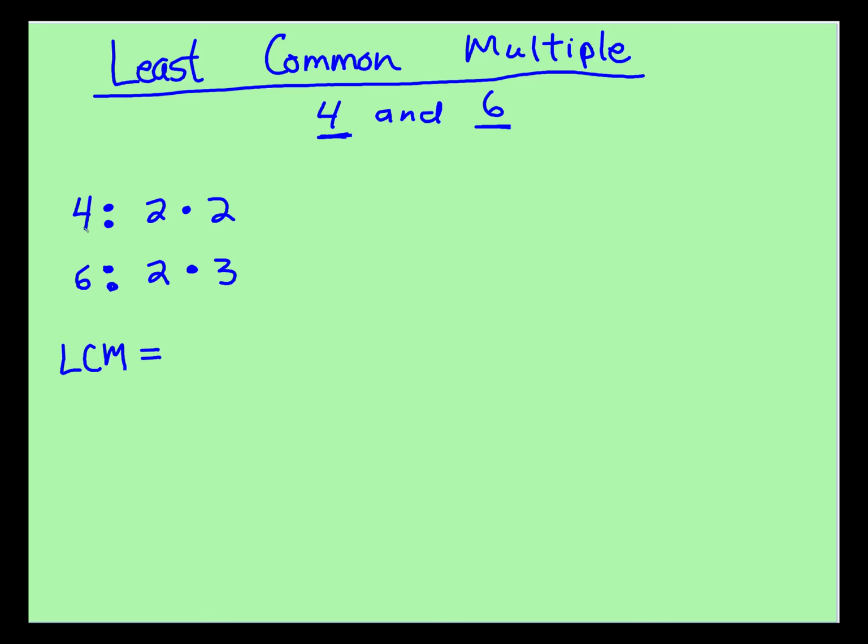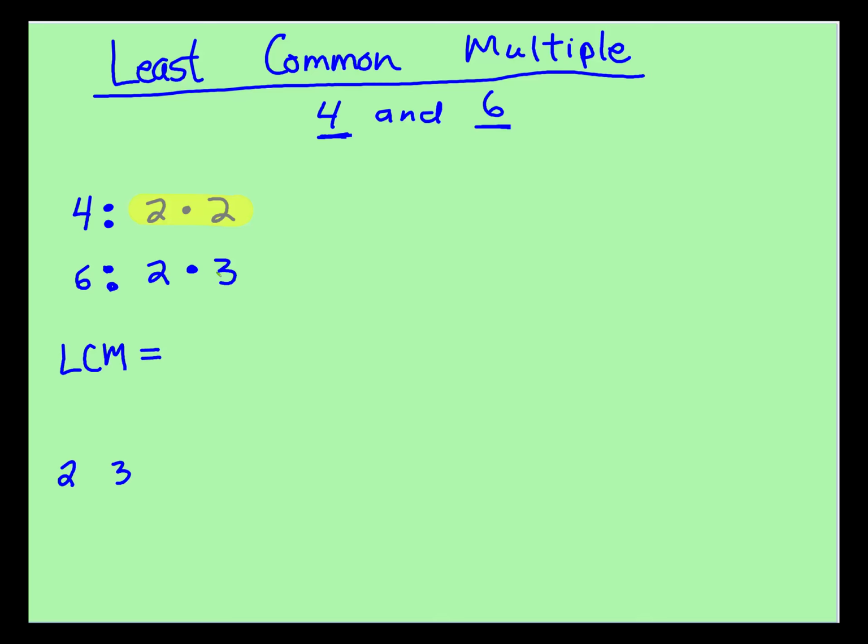I have the prime factorization of each number. So the prime factorization of 4 is 2 times 2. The prime factorization of 6 is 2 times 3. To find the least common multiple, we're looking at factors of 2 and factors of 3, and you find the row that has the most multiples. So this row has 2 2's. This row only has 1, so we're going to highlight those 2 2's.